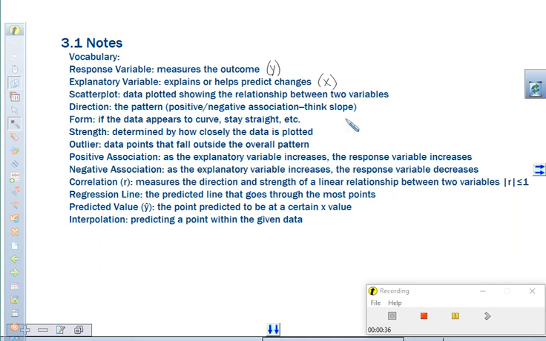What is the pattern? Form tells you, is this going to be a curve? Is it going to stay straight? Is it more linear? Strength is how closely are the data points plotted. So the closer they are to being linear versus more spread out, that's how we can determine the strength. Outliers are just going to be data points that fall outside the overall pattern.